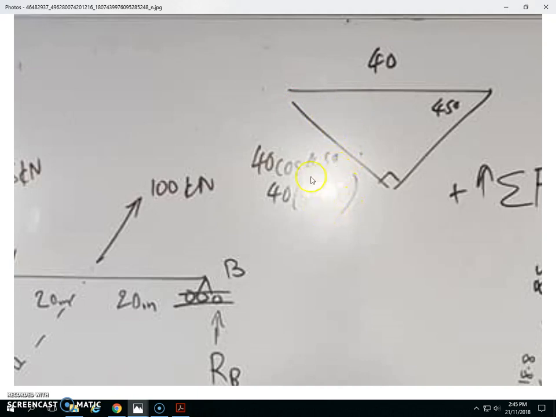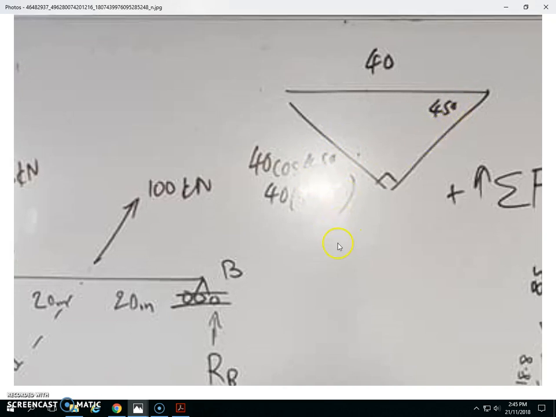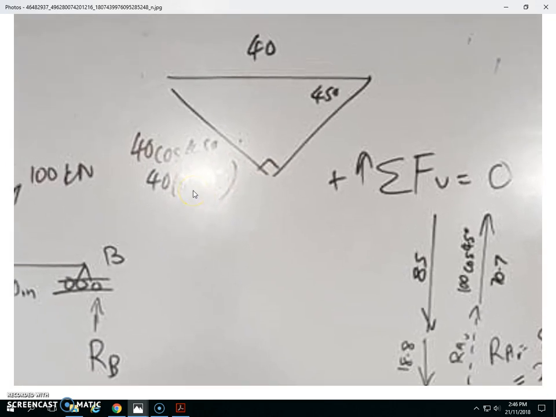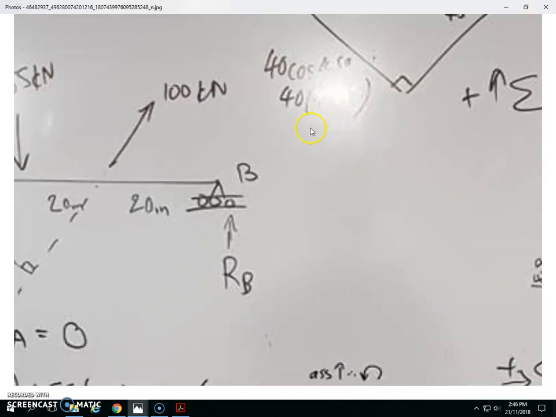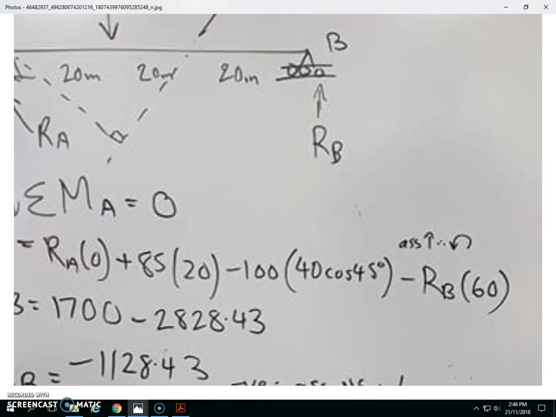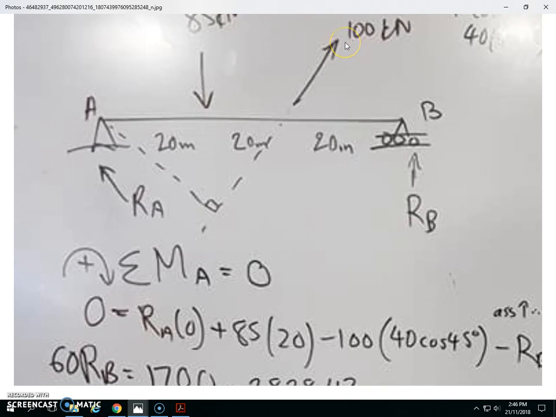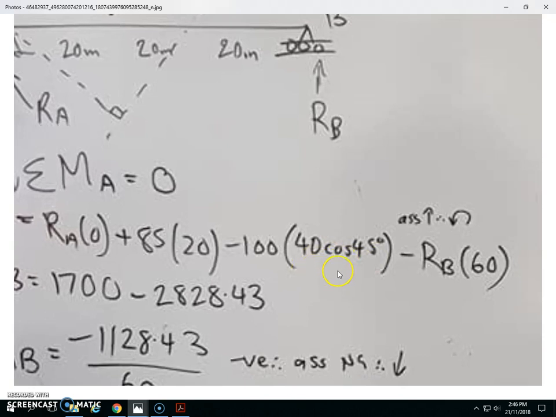Anyway, the point is, I happen to know that sine 45 and cos 45 happen to be, and you can't see because of the camera glare, 0.707, to 3 decimal places. I happen to know that, so I will just often chuck that in. Okay, so what I'm doing now is, I'm going to say the force is 100 kilonewtons. I know that. And the distance is 40 cos 45, or 40 sine 45. And I've just written that in there in the brackets.